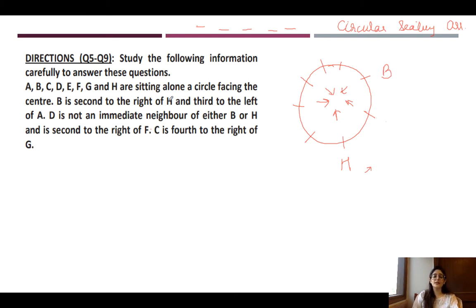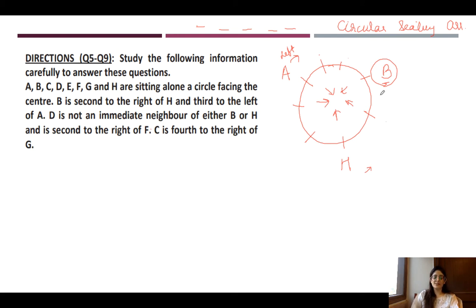Okay, then it is third to the left of A. Now if on the right side this is it, then which is the left side? The second. So that means B is third to the left of A. So if this is the third position, then this is second, this is first, and here is A. So if A is facing towards the center, then which side of A is this? The left side of A. So this confirms our first point is complete, that B is second to the right of A and third to the left of A. So B is at this position.